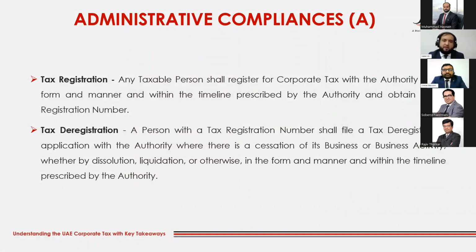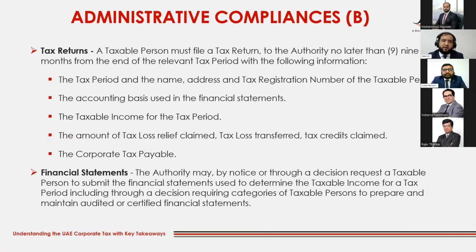Moving forward, the corporate tax return should be filed within 9 months from the end of the relevant tax period. In the tax return, the management or the accounts side has to mention the tax period, the name, address, or tax registration number of the taxable person, the accounting policies pursued in the preparation of the financial statements, the taxable income, and any tax loss relief claim or losses transferred. These need to be highlighted clearly so that authorities can read them and know that the corporate tax calculated is accurate.